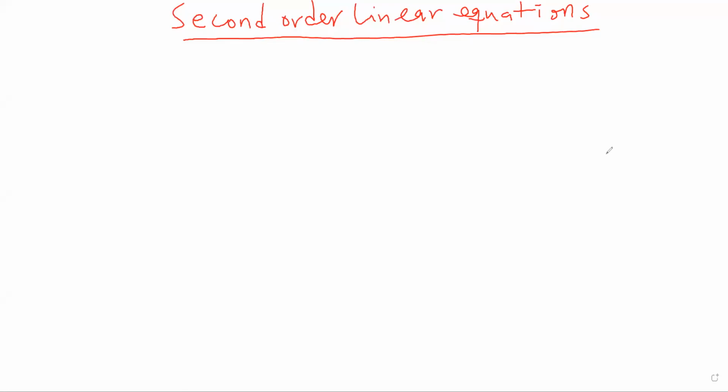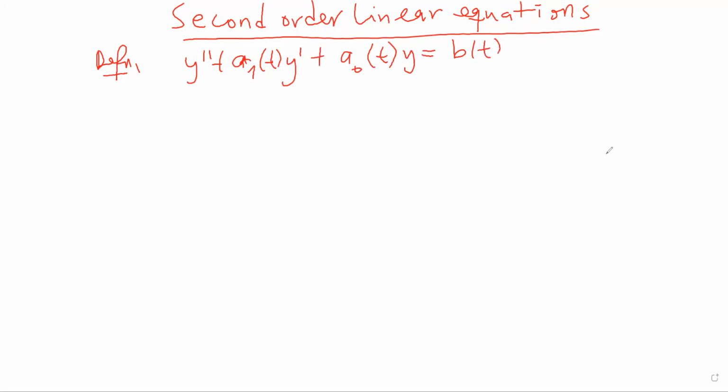And then we define the second order linear equation as y double prime plus a1 of t y prime plus a naught of t y to be equal to b of t. Okay. Then we said a few things about this.